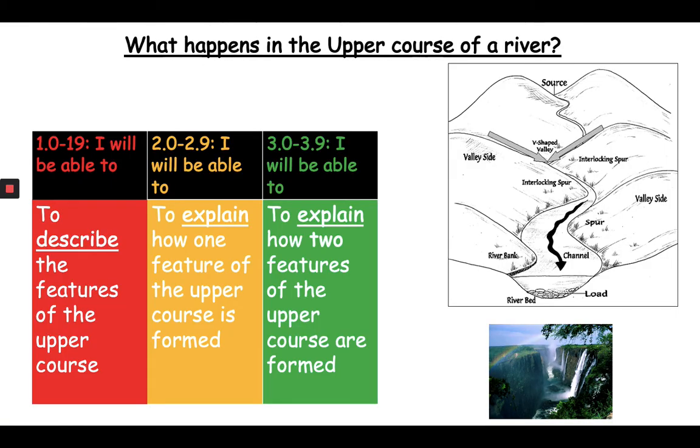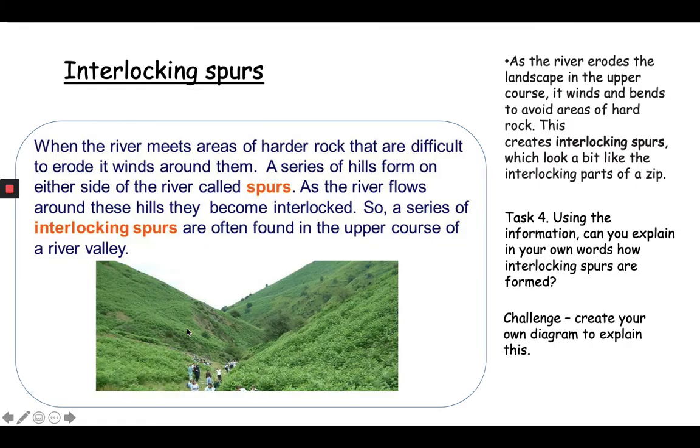We're going to look at another feature of the upper course, because we've looked at one and we're going to look at another one now. And that is interlocking spurs. When the river meets areas of harder rock that are difficult to erode, it winds around them. Because it can't get through, so it's got to go around it. A series of hills form on either side of the river called spurs. As the river flows around these hills, they become interlocked. So a series of interlocking spurs are often found in the upper course of a river valley.